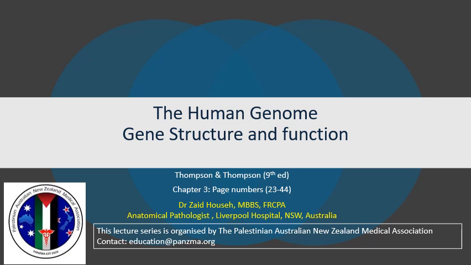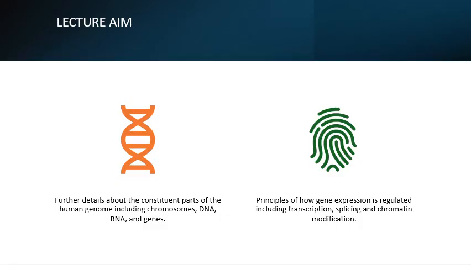I am Zaid Housa, an anatomical pathologist from Sydney, Australia. I will be giving you the second lecture in the introduction of medical genetics, covering chapter 3, the human genome, gene structure and function. We will set the principal definition of a human genome, including the chromosome, DNA, RNA, and genes.